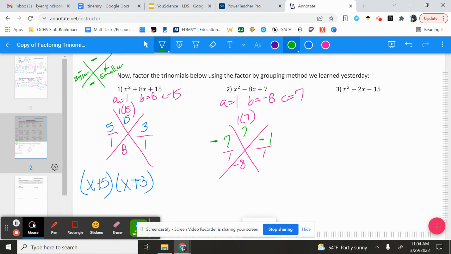Negative 7 times negative 1 equals positive 7. Negative 7 plus negative 1 equals negative 8. So that's x minus 7 as one factor and x minus 1 as the other.